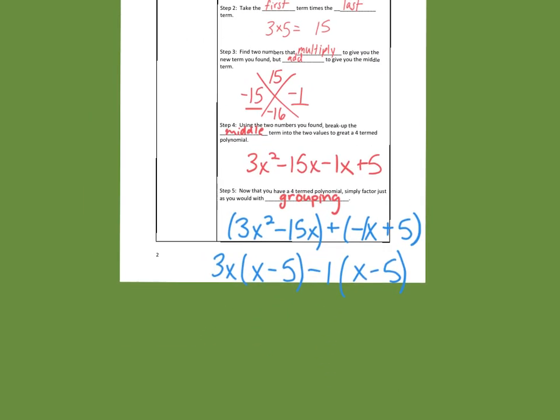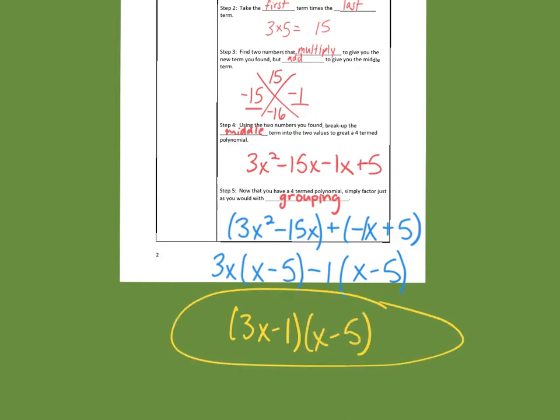Okay, last step is just to write our answer. What is that going to be? 3x minus 1. Perfect. That's it. That is all. Questions on that? Okay.